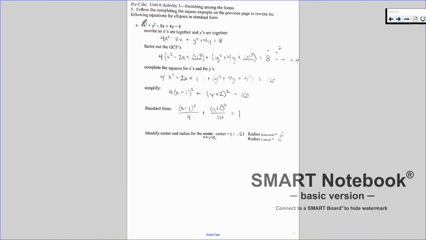All right, so let's try some. 4x squared plus y squared minus 8x plus 4y equals 8. So put the x's and y's together. Factor out the GCFs. For this one, I'm going to factor out the 4. This one, there's only a 1, so I don't have to worry about it. Then I figure out what I have to do to complete the square.